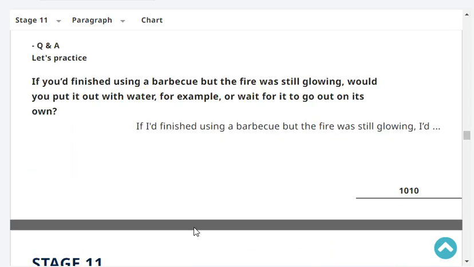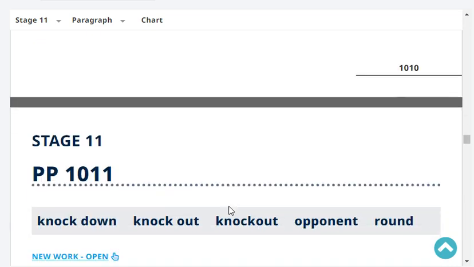If you'd finished using a barbecue but the fire was still glowing, would you put it out with water, for example, or wait for it to go out on its own? If I'd finished using a barbecue, but the fire was still glowing, I'd put it out with water. Very good.